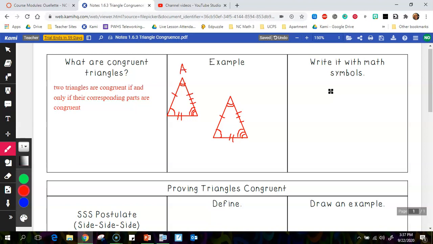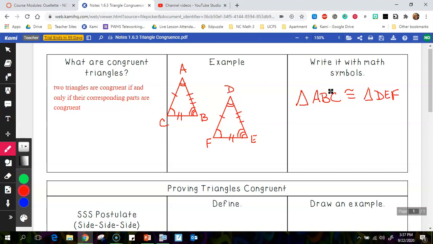Let's call this triangle ABC. It's important that we name these the right way. So A, B, C, D, E, F. In other words, if I name the A first on the first triangle, I want to name the D first on the second triangle, because those 2 parts correspond to each other. So I'll show you. You would say triangle ABC is congruent to, and that's an equal sign with a squiggly over the top of it, triangle DEF.